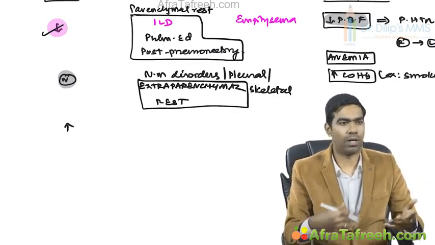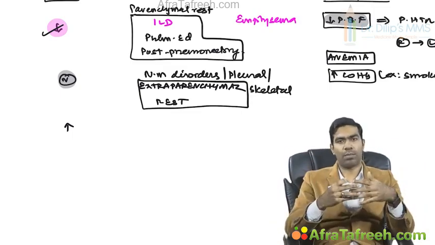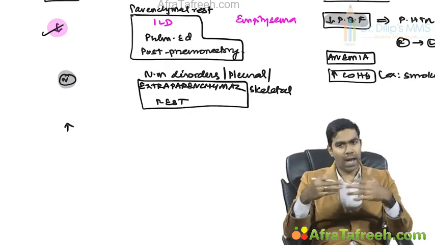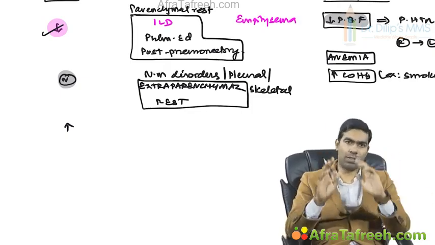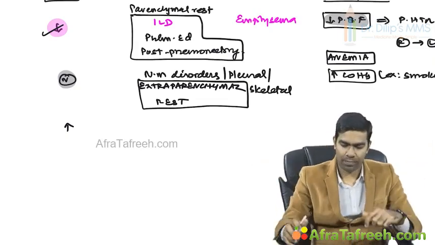FVC is low, but DLCO is not related to the movement of the lung. It is the diffusion of oxygen, carbon monoxide. Here the lung barrier and all is normal only, so diffusion of carbon monoxide will be normal in this disease. There is no change in the diffusion of carbon monoxide.